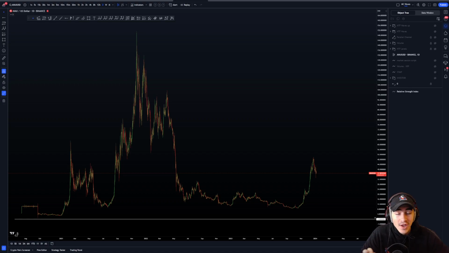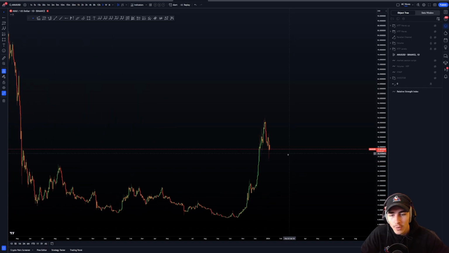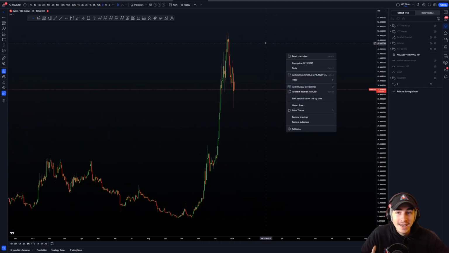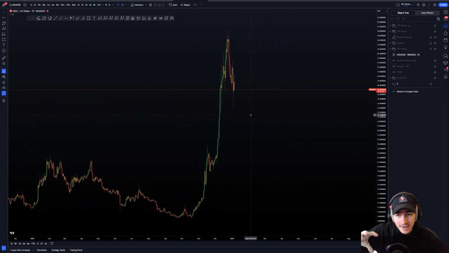AVAX is possibly about to give a massive long trade setup. I'm going to give you all the different waves, really everything, so you know exactly what we can expect next, and I'm going to give you the targets, everything, so you know exactly where we can look for a possible long and a short trade.